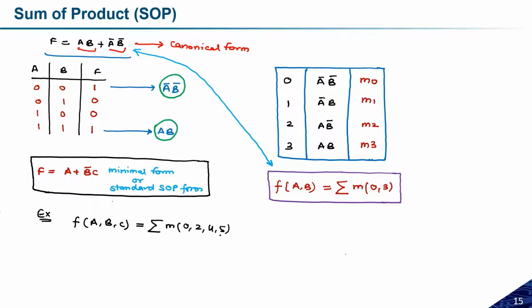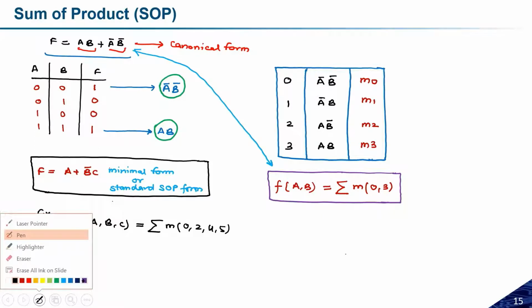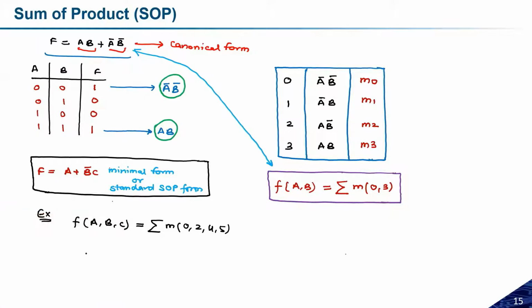What does it mean? It means that min term 0 is present, min term 2 is present, min term 4 is present, and min term 5 is present. So if you try to calculate the equivalent binary or equivalent function, how can we represent this function? Can anyone tell me what will be the final function if I want to write it in the canonical form?